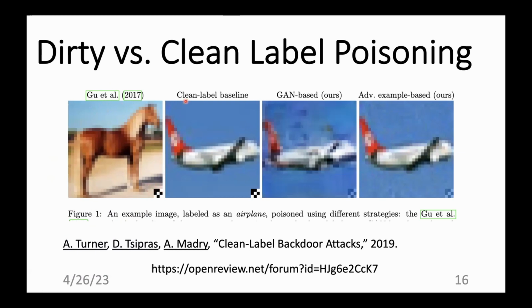Okay, so what do you think? Is dirty label poisoning easier to detect than clean label poisoning? What's your guess? When you are human and you review the training set, do you spot dirty label attacks more easily than clean label attacks?